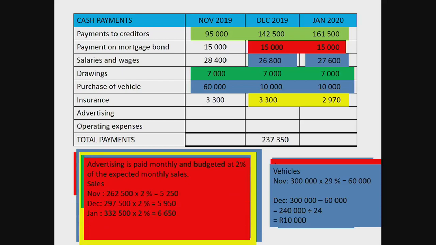Okay, then it's talking about advertising. Advertising is paid monthly and budgeted at 2% of the monthly sales. So I need to look at my sales figures, not my cash or my credit sales, but my total sales. And then I just have to multiply them by 2%. So it will be 2% of the November sales, 2% of the December sales, and also 2% of the January sales, and that will be the figures for the advertising.